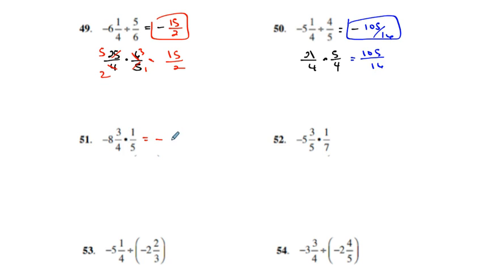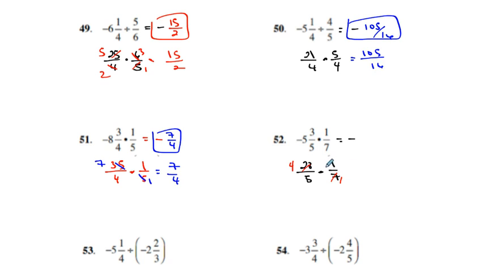Multiplication, negative times a positive, negative. 8 times 4, 32, 32 plus 3, 35 over 4 times 1 over 5. 5 and 35, that turns into a 7, that turns into a 1, so you're just left with 7 over 4, but make sure you put back the negative sign here, so negative 7 over 4. Negative times a positive, negative. 5 times 5, 25 plus 3, 28 over 5 times 1 over 7. 7 goes into 7 once, 7 goes into 28 4 times, and left with just 4/5. So the answer is going to be negative 4/5.